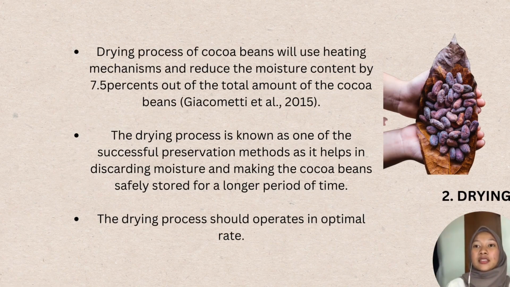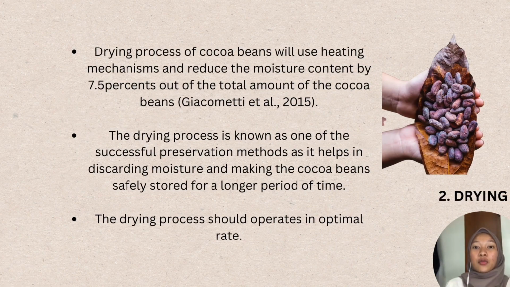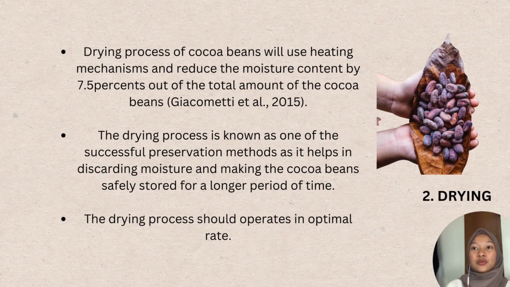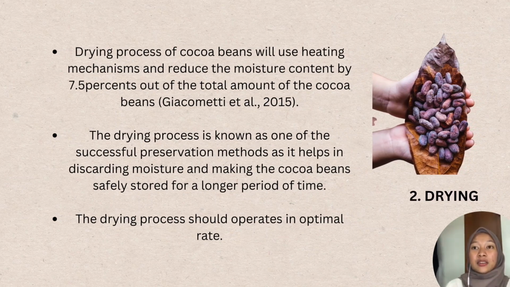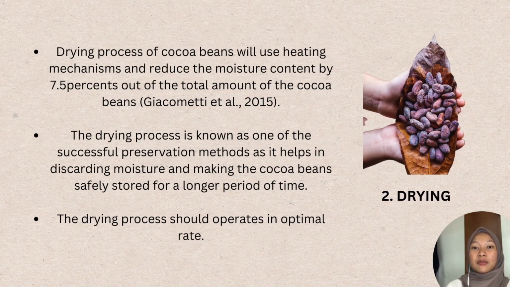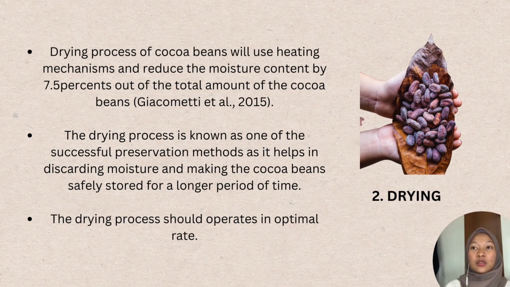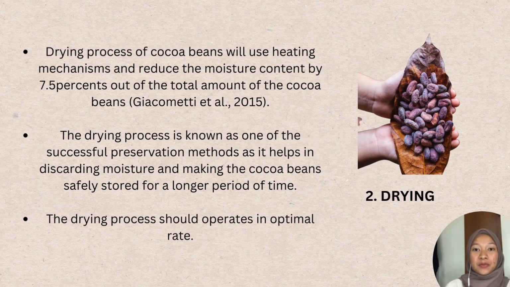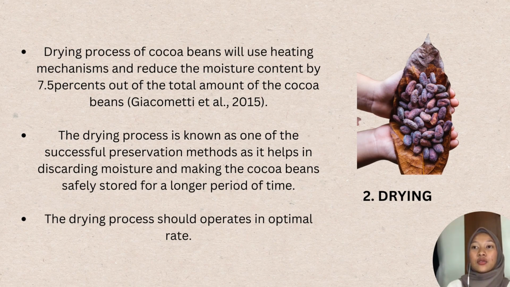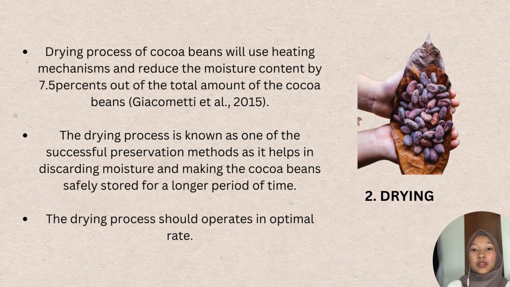The second process is the drying process. Okay, one of the drying forms is through natural sun drying methods, which remove moisture through vaporization and evaporation. The drying process of cocoa beans uses a heating mechanism and reduces the moisture content to 7.5% of the total amount of the cocoa beans. Drying is known as one of the successful preservation methods as it helps in discarding moisture and making the cocoa beans safe to store for a longer period of time.